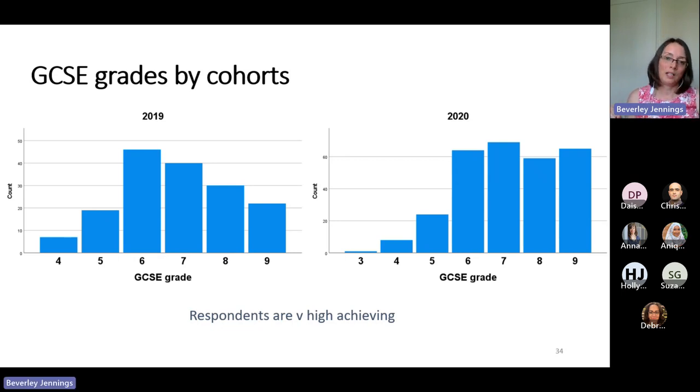But overall, if you look at it, all my respondents are very high achieving. I've got none down in the 3-2-1 sections, barely any getting 4s. Everyone is up in the higher end because it was a sixth form college. And because of this pattern of the results, I have analysed all the other measures differently for 2019 than for 2020, because you really can't compare these two sets of grades because they were awarded in completely different ways.